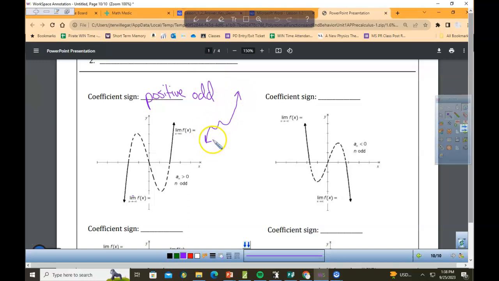So for this one, my limit as x approaches infinity, as I go off to the right, is infinity. It goes up. And my limit as x approaches negative infinity, going to the left, is negative infinity. Whereas this odd function over here has a negative coefficient sign. So now as I go to the left, my function goes up to infinity, and as I go to the right, it goes down to negative infinity.